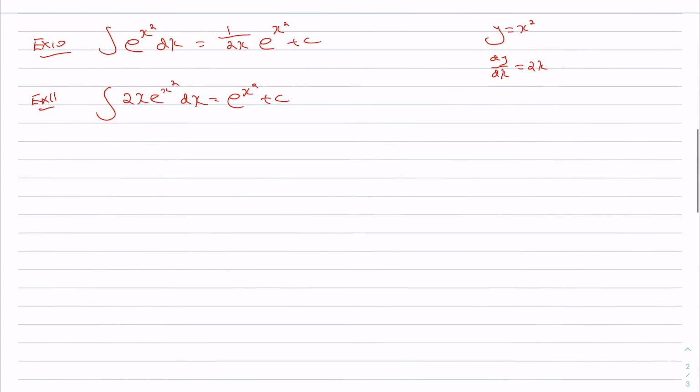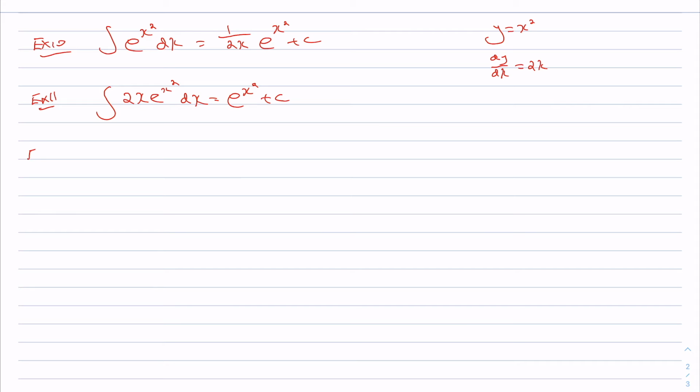Let's do one more of this type. As I said, we don't need to do anything. This is probably more in IB questions when you get it later. Right, how about if it's 2x cubed e to the power of x to the 4?